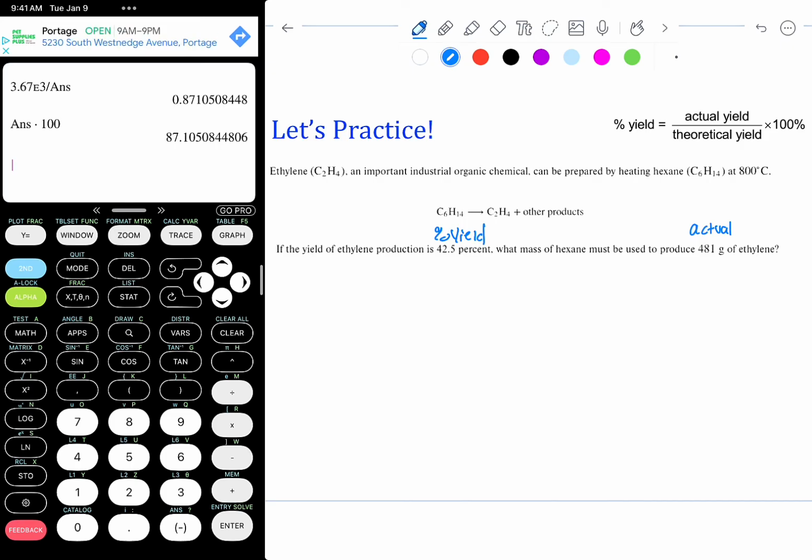So we can use that to find our theoretical yield, which we can then use to convert back to our reactant. So if we look at our percent yield equation, we know our percent yield is 42.5%. We know our actual is 481 grams. We don't know our theoretical, and we know we have to multiply this by 100. So we want to solve for our theoretical yield, because if we know the theoretical yield of product, we can convert it back to our limiting reactant. So we'll take this, we'll divide both sides by 100, get 0.425.